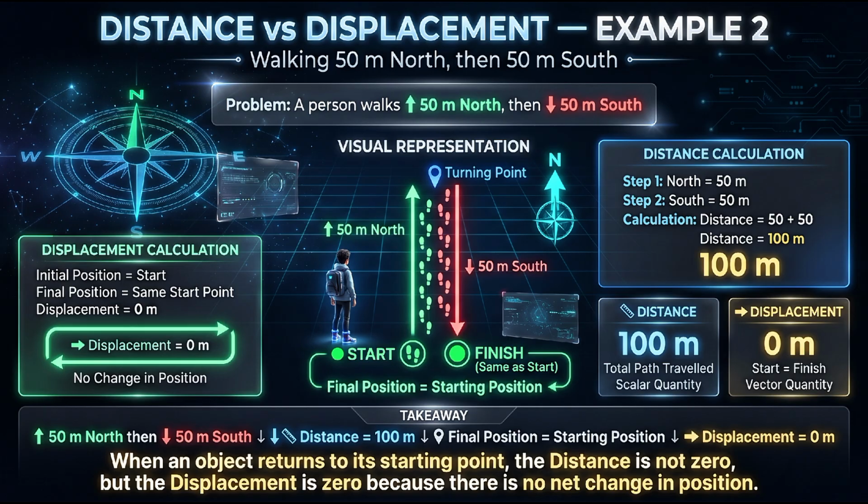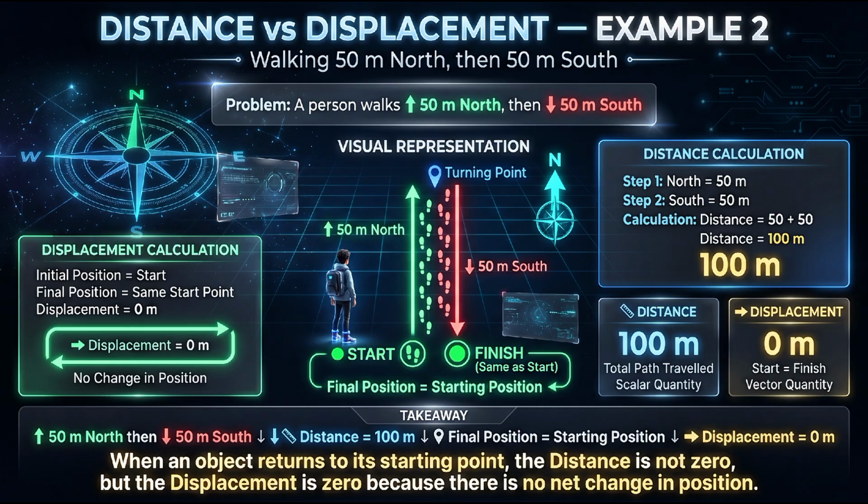Now let's calculate the displacement. Displacement is the shortest straight-line distance from the starting point to the ending point, along with its direction. Since the person returns to the exact same position where the journey started, there is no change in position. The initial position and the final position are identical. Using the displacement formula, displacement equals final position minus initial position. The result is 0 meters. Because there is no change in position, no direction is required.